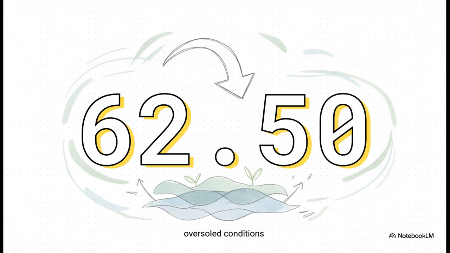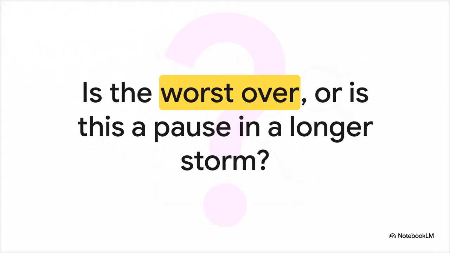It suggests the model is weighing those oversold conditions and that climactic volume very, very heavily, hinting that a change might be possible. And that leaves us with our final open-ended question. With a score like 62.5, does this data suggest the worst is finally over? Or is this massive volume spike and oversold reading just a dramatic pause in a much longer storm? The data gives us the clues, but as always, the final chapter of this story is the one that has yet to be written.